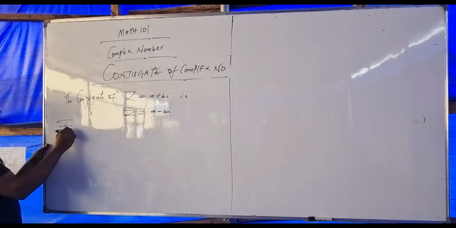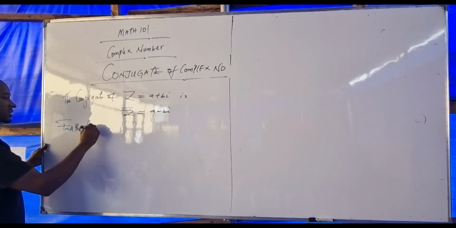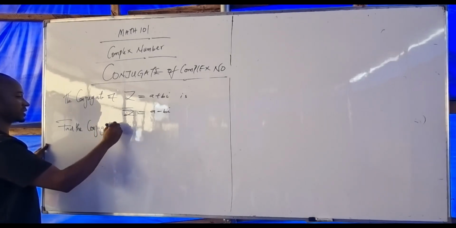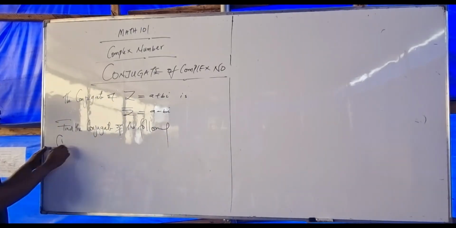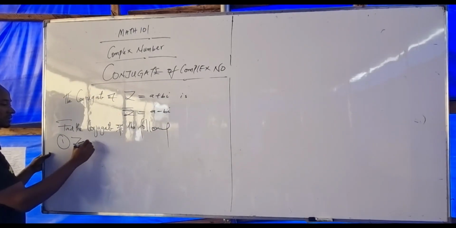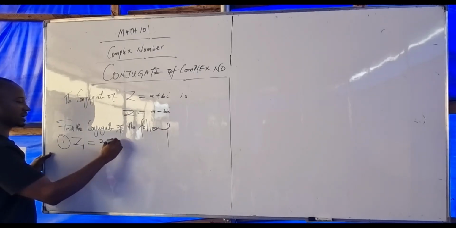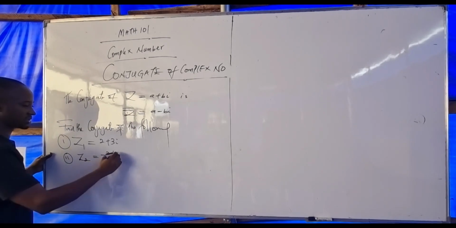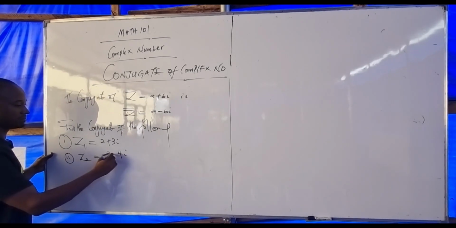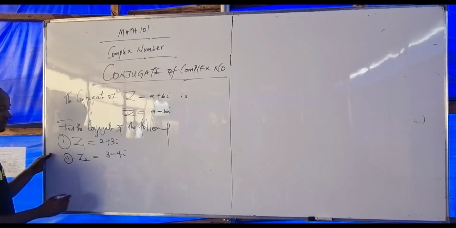Find the conjugates of the following. This is very simple, okay? Number 1, Z1 equals 2 plus 3i. Number 2, Z2 equals minus 3 minus 4i. Let me just say 3 minus 4i.